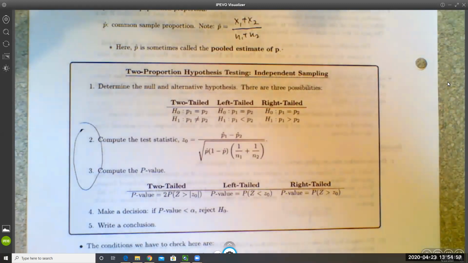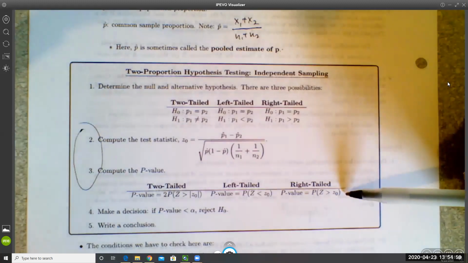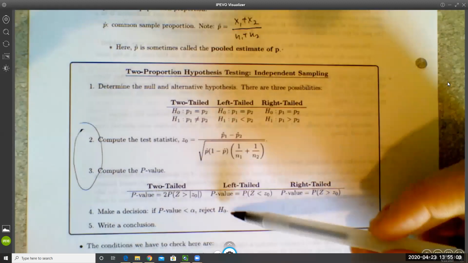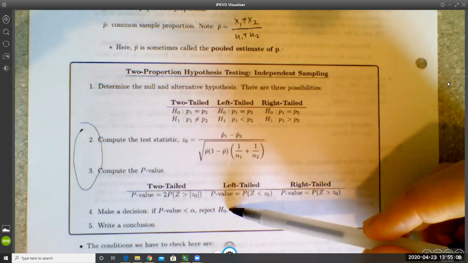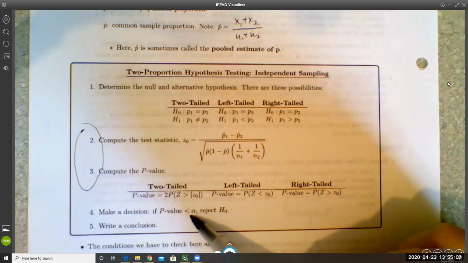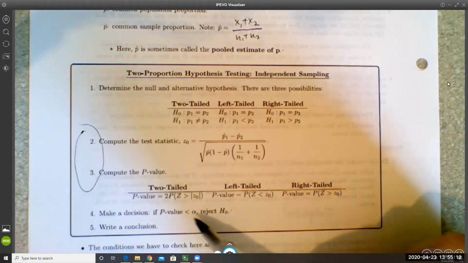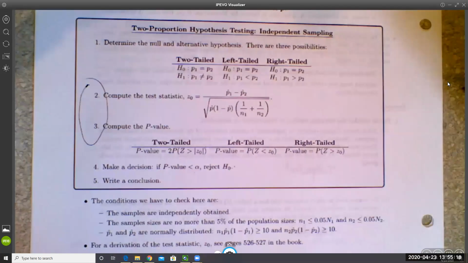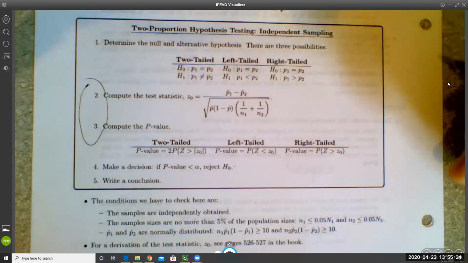So if that probability, if that p-value is really small, then it casts doubt on our assumption. And so in that case, we would reject it, right? So if the p-value is small, and in particular, if it's less than alpha, our level of significance, then we reject the null hypothesis. And then last but not least, of course, we write a conclusion, which is a statement about what your decision means for the alternative.